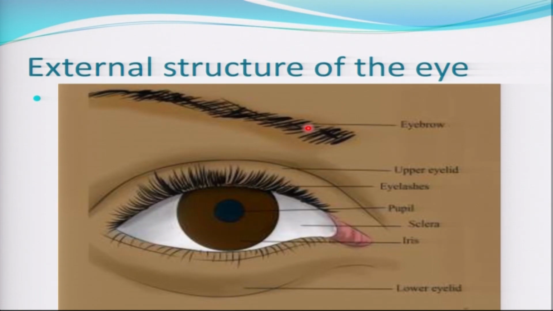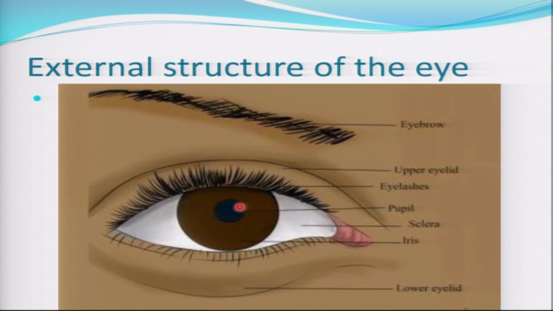Then from the eyebrow, we have what we call the upper eyelid. Eyelids, eyelashes. We have this here, and then we have the one down here. Those are the eyelashes. And then you have this pupil.